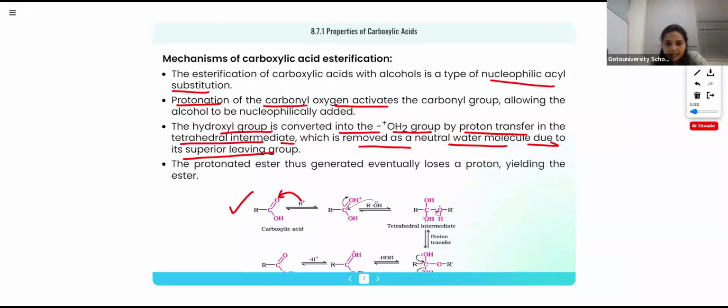See, here, what will happen? I am taking another alcohol molecule. So this is esterification. Esterification means we have to take an alcohol and an acid. See, I will explain with an example: CH3COOH. This is ethanoic acid. So protonation means the H plus.